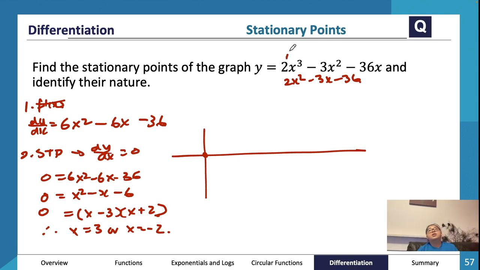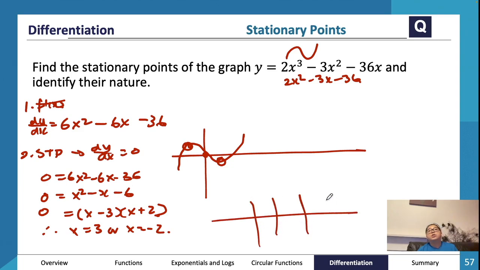But we kind of know that the general shape is going to look like this, right? Because it's a positive cubic, so it's going to look something like this. And therefore we can tell that this is going to be the max and this is going to be the min immediately. So we're pretty happy. That's one of the ways you can do it. Another way you can do it is via the gradient table.